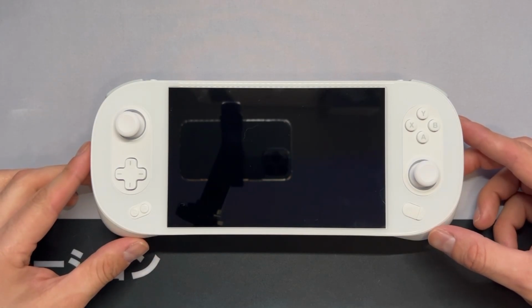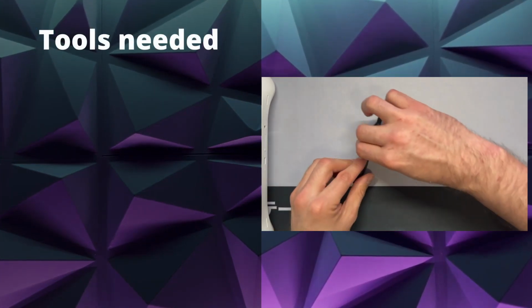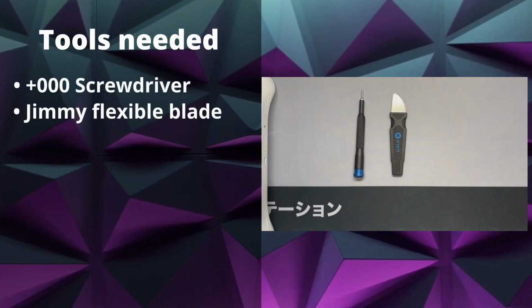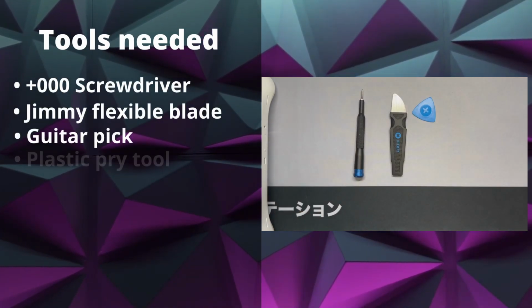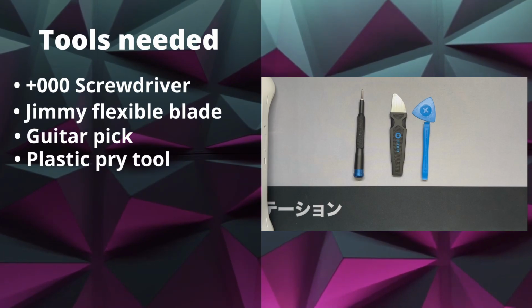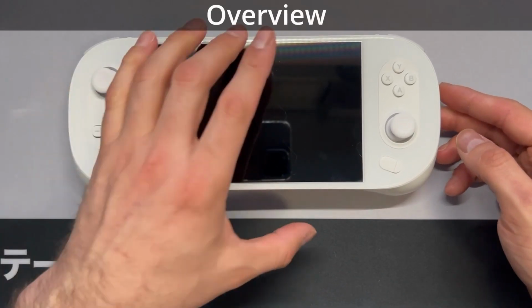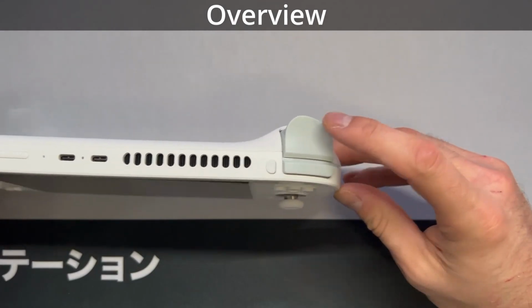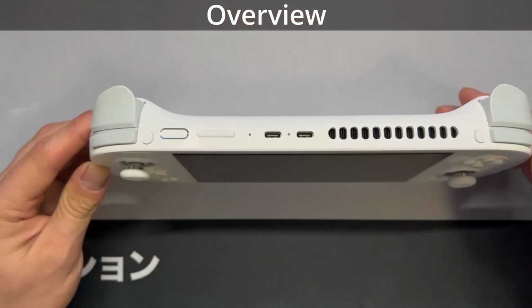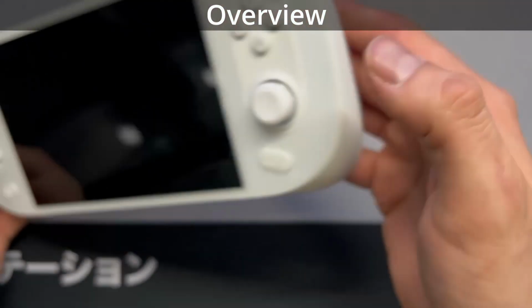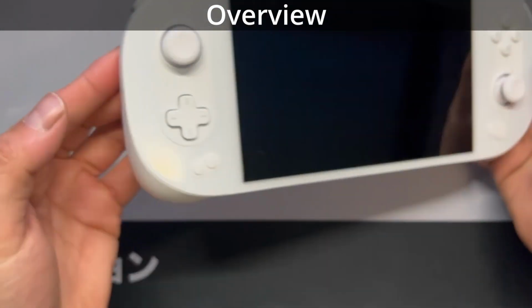So first off, the tools we're going to need are a 000 Phillips screwdriver, a Jimmy flexible blade, a guitar pick, and a plastic pry tool. Before we get started, let's do a quick overview. We need to remove both the LT and RT trigger caps, as well as the two side covers, so we can access a total of 4 screws.